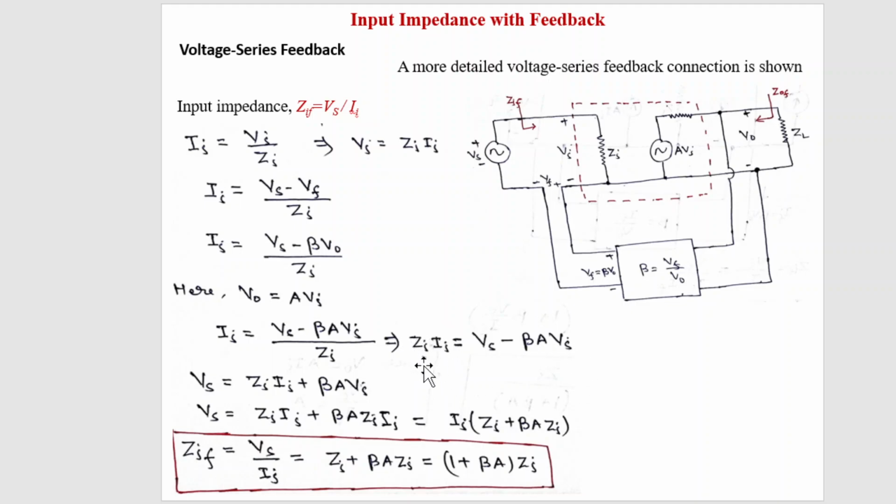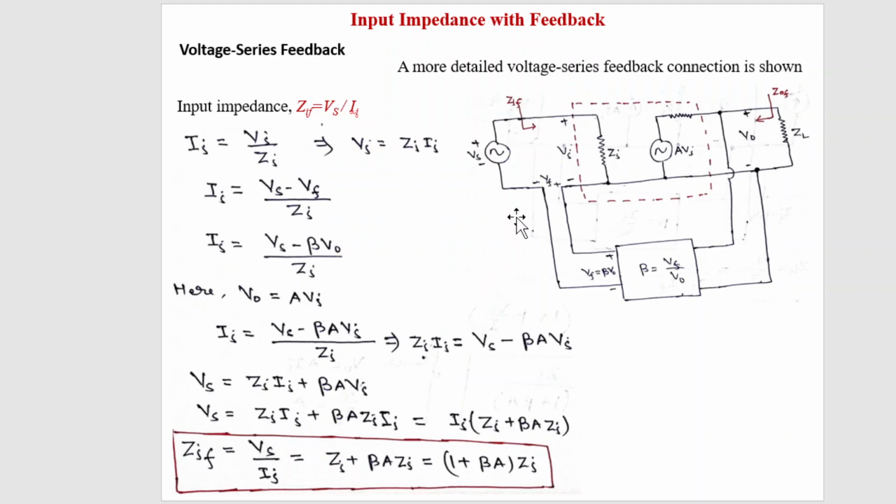And this Zi into Ii, that is basically equal to Vi. And here we have Vi, and at the right hand side we have Vi. So this Vi and this Vi can be taken to one side. So we can write Vs is equal to Zi Ii plus beta into A into Vi. Okay, so Vs is equal to Zi into Ii plus beta into A, and this Vi can be written as Zi into Ii.